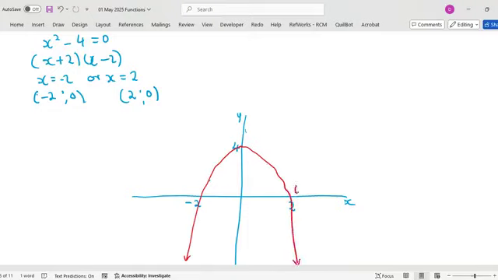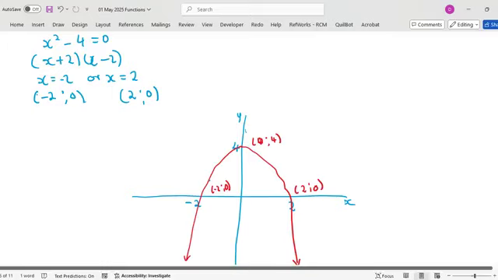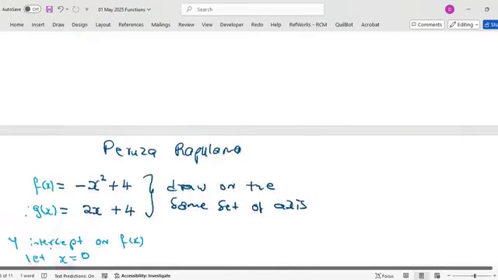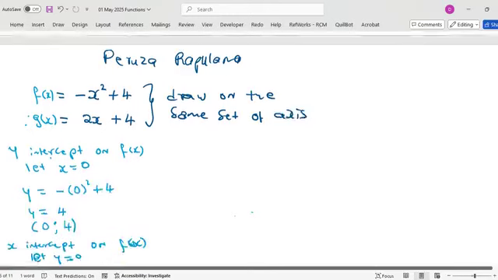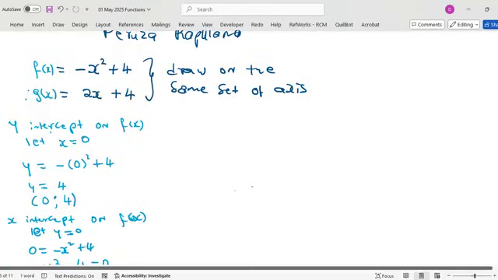If I write the coordinates here, they are 2 and 0. If I write the coordinates here, they are negative 2 and 0. If I write the coordinates here, they are positive 4, 0. Sorry for that. We start with x always. 0 and positive 4. Now, I'm done with this graph. But the question said, draw the two graphs on the same set of axes.